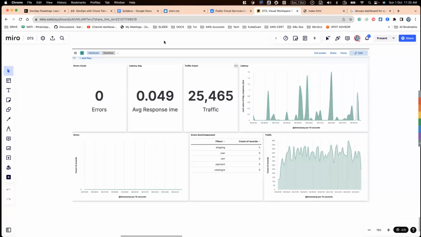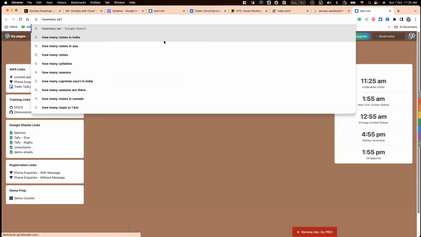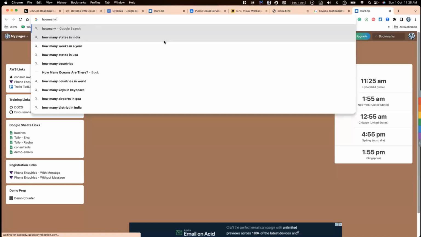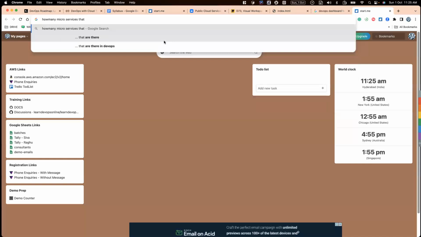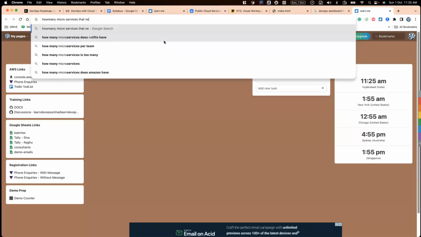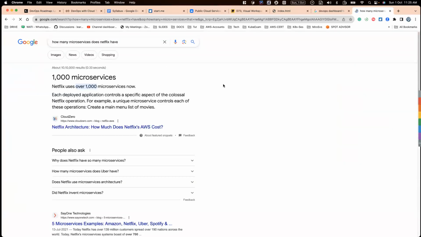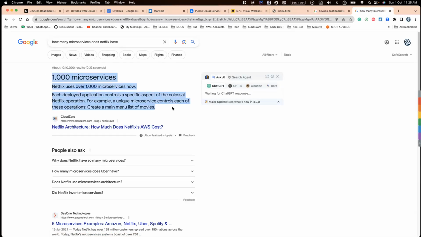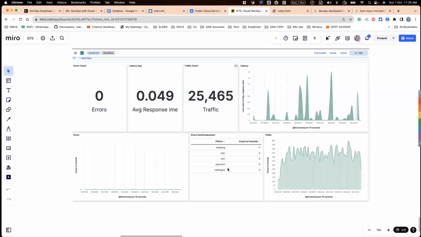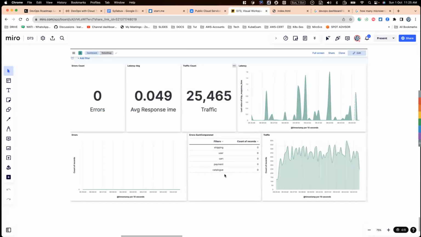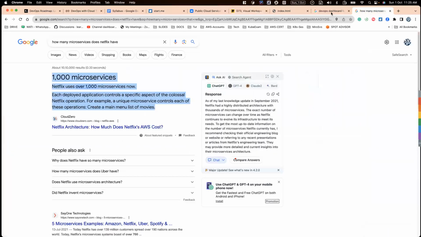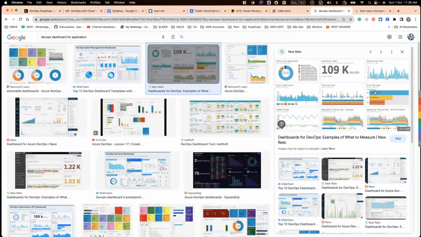So things are not going to be simple, by the way. You can type in Google how many microservices Netflix has. Maybe the internet can tell us the answer. They are giving some 1,000 number. Here I'm showing you only five. Now you have 1,000 there. If you join Netflix as an engineer, you'll see 1,000 services, and you can think about how dashboards like this will be.